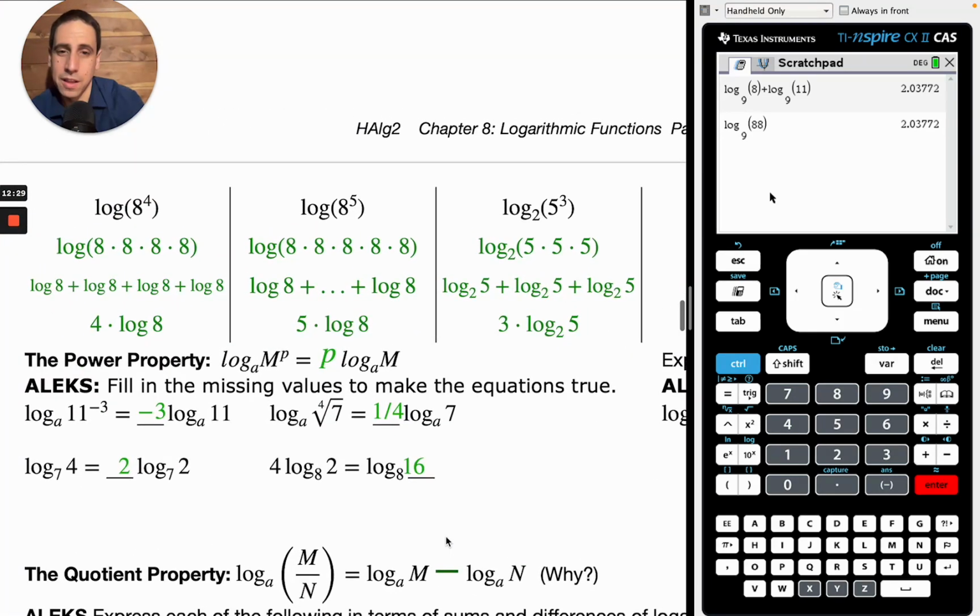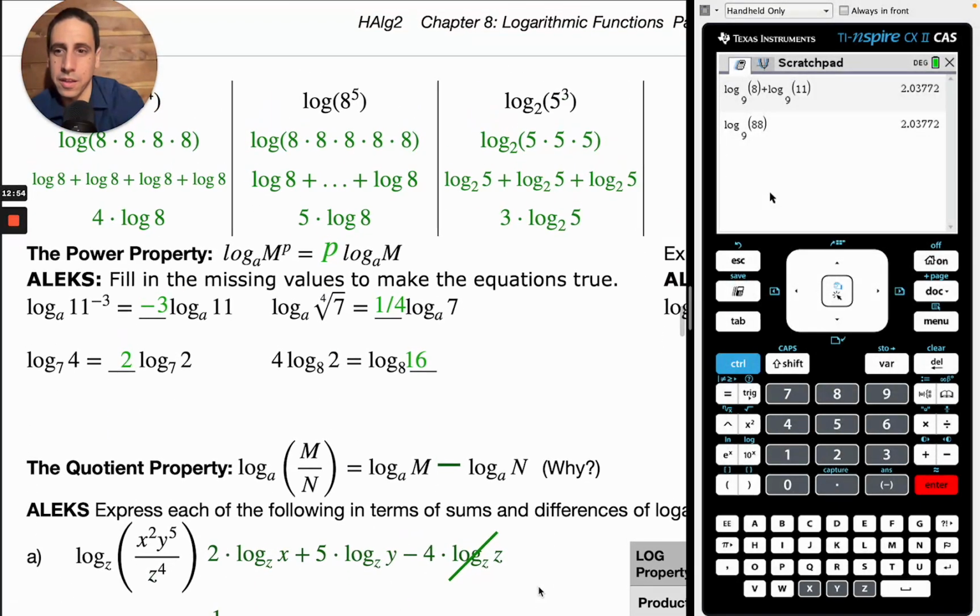Quotient property. Well, I could prove this to you in the video, but I think the video is going to be long enough as it is. So if you really want me to convince you that this is true, then we can talk about it in class when I see you next. But just suffice it to say that if there's multiplication on the inside, it turns into addition. Then if there's division on the inside, it turns into subtraction.